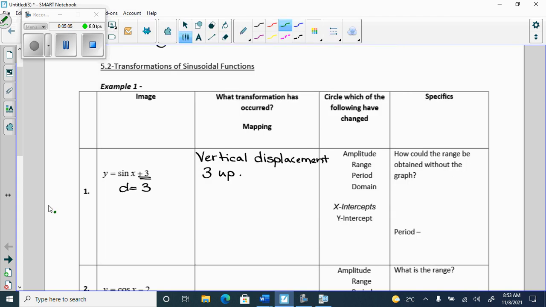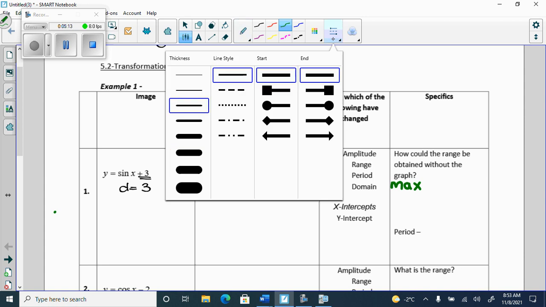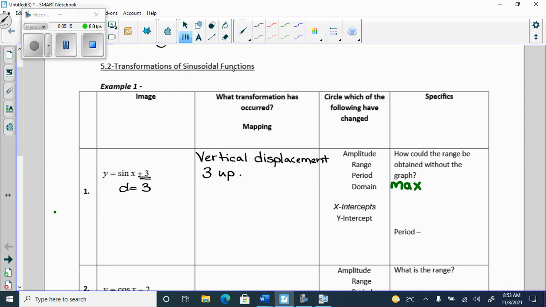All right. So how could you obtain the range without the graph? Your maximum. He was the fastest hand up. He won. All right. He won today. So the maximum is the what? The midline, which is the what from the equation?